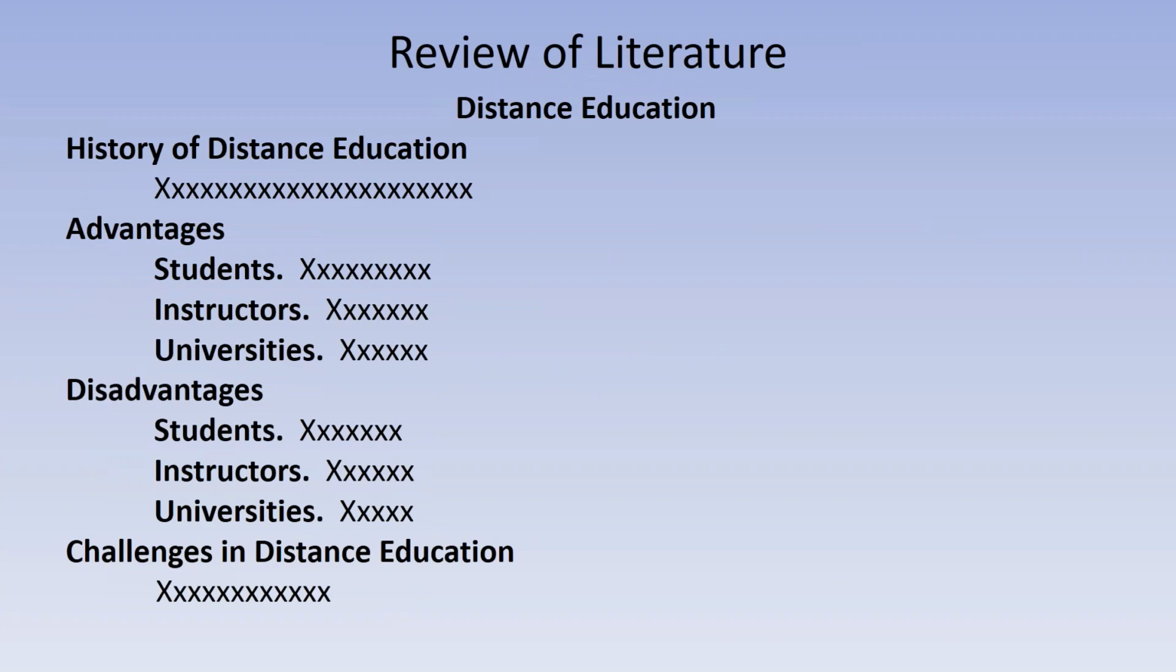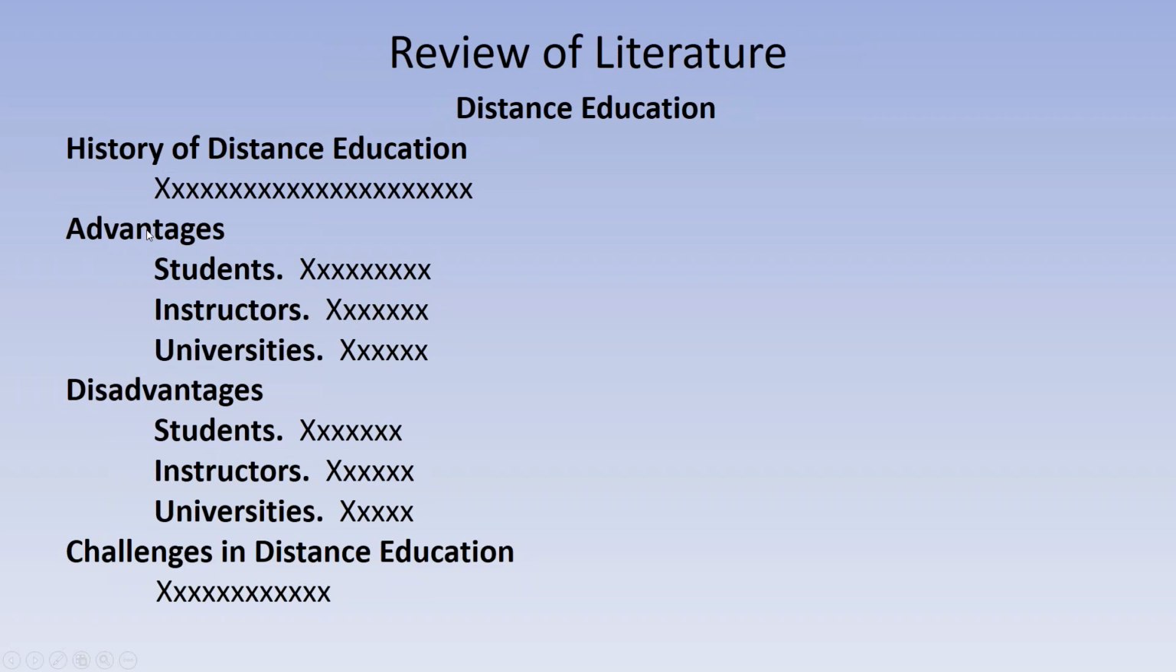So here's an example of a review of literature that I might do about distance education. Distance education is going to be my level 1 heading, and then I've got these level 2 headings for history of distance education, advantages, disadvantages, challenges in distance education. Then notice how I don't have any text between my level 1 heading and my level 2 heading, but here's my paragraph here about the history.